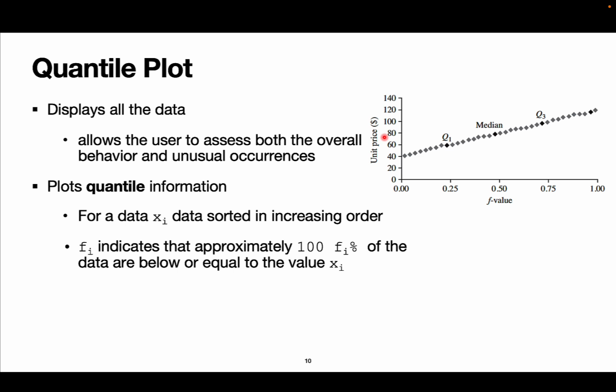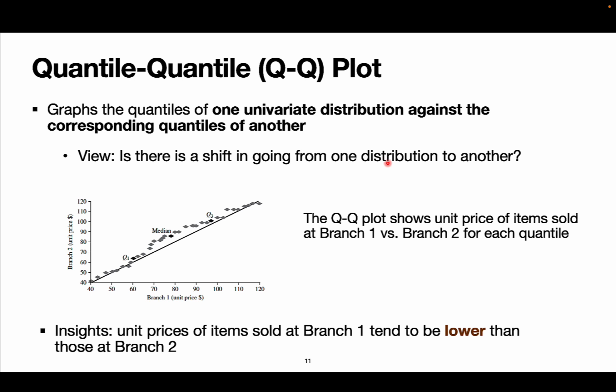So we can observe this linear relationship between the quartiles and the unit prices, which indicates that the data might be uniformly distributed or close to a normal distribution. The key idea in the quantile-quantile plot is to compare two distributions. Let's get to the example.